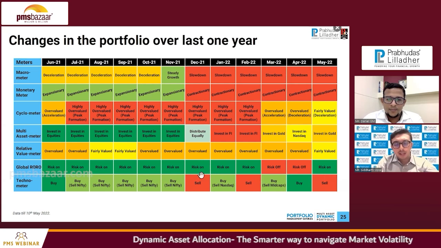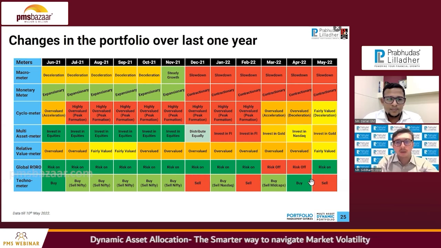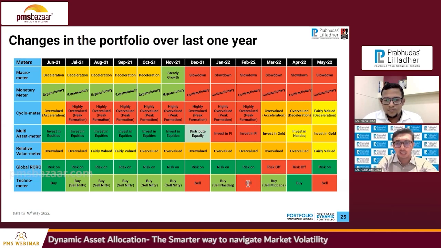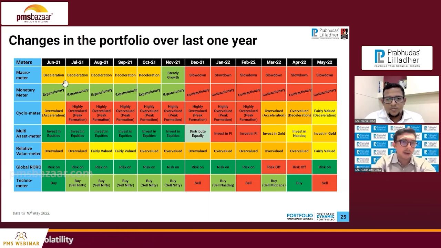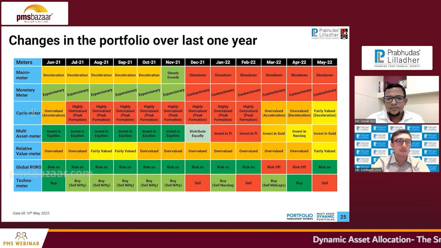Technometer has also been telling us mixed signals, but as of now, since Feb, it's been a sell, buy for mid caps, buy in April again, and then sell in May. So the idea is not to look at any of these indicators on an isolated basis. We have our base indicators, which is macro, monetary, and cyclo, and then they are supported with momentum, relative value, risk off, and technometers. So these tools actually help us navigate this difficult period with fair amount of ease, I would say.